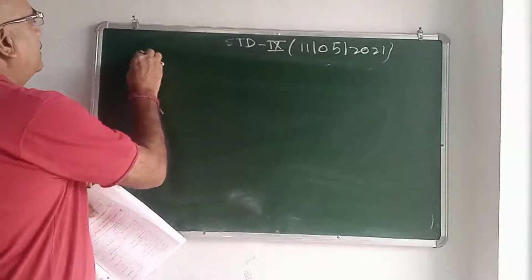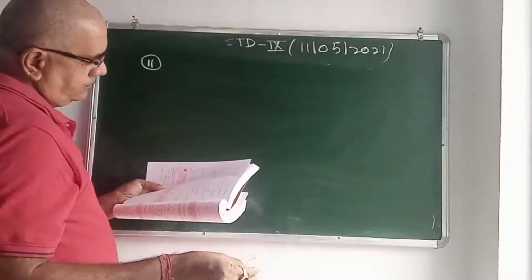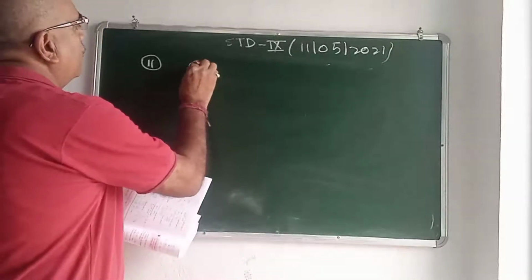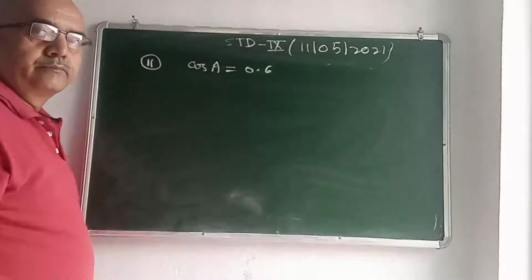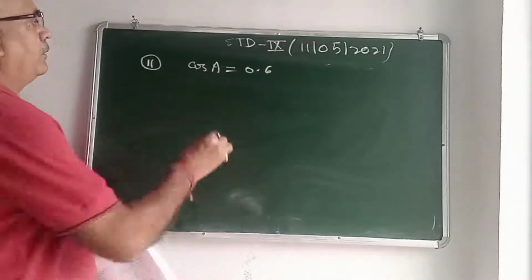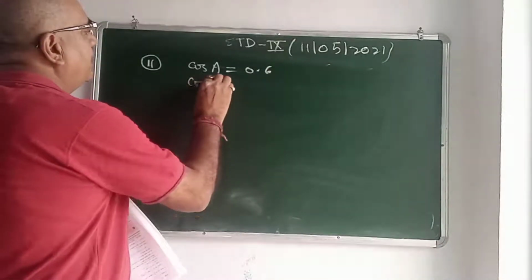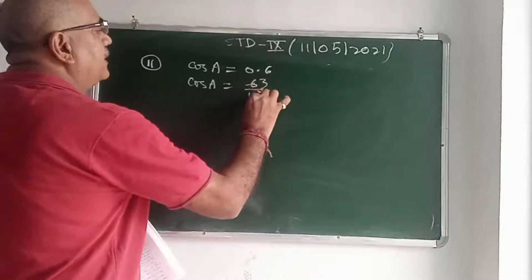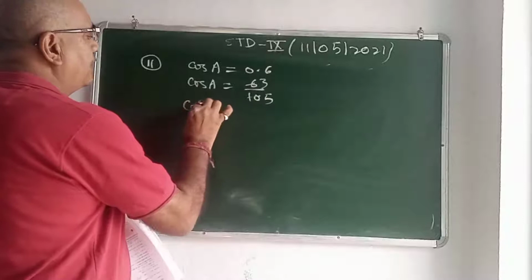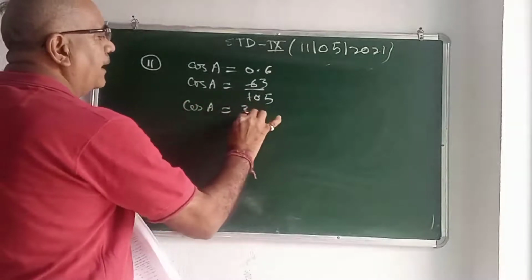Question number 11. Cos A is equal to 0.6, given. Immediately, what will you do? You will write cos A is equal to 6 by 10. 6 by 10 means 3 by 5. So cos A is equal to now 3 by 5.